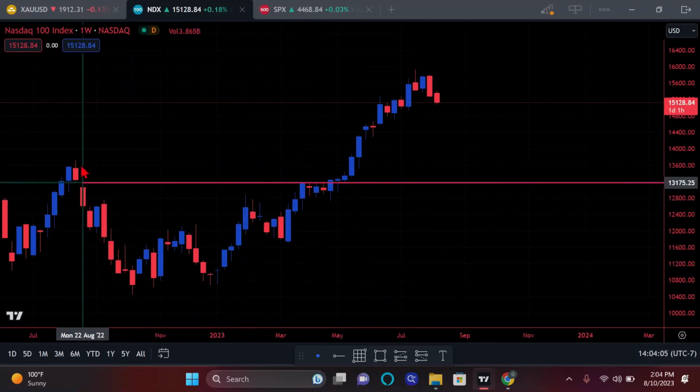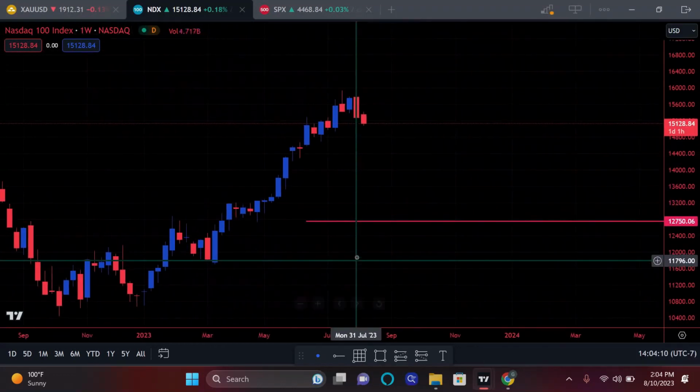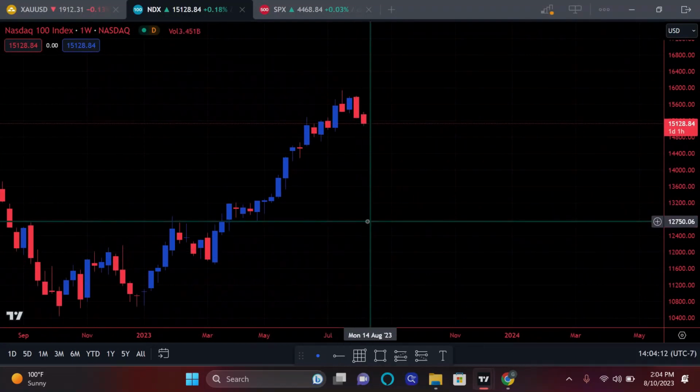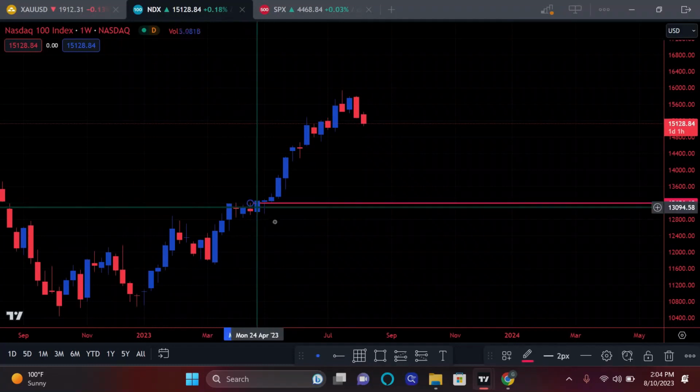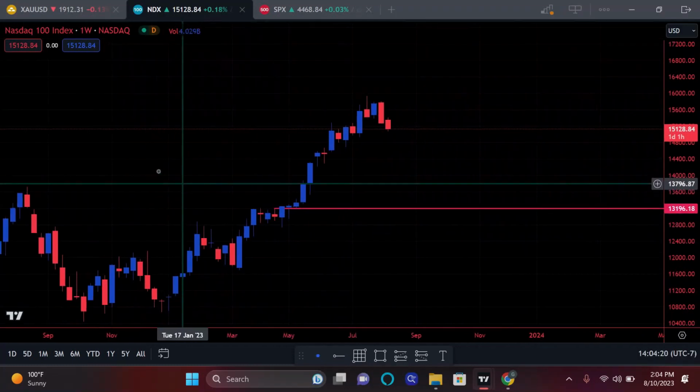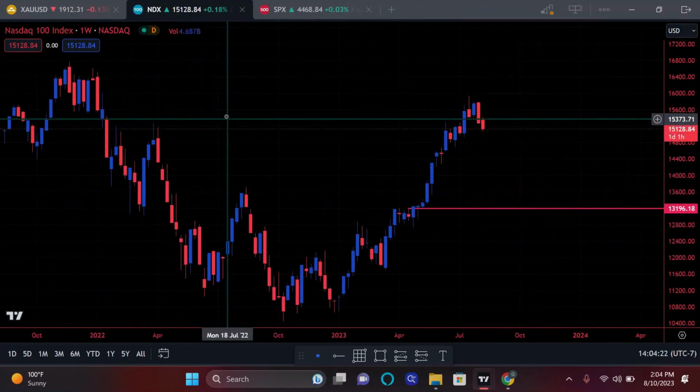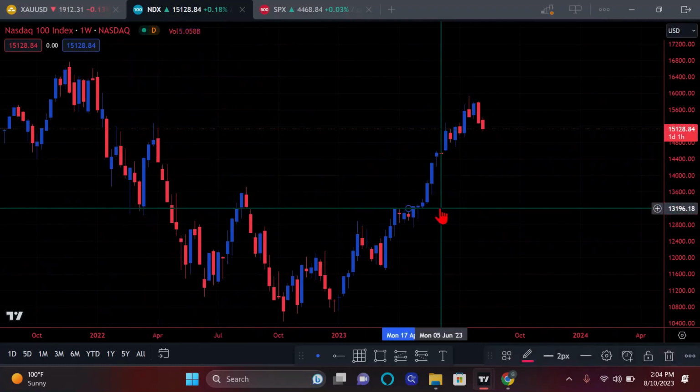We see an up candle, then a down candle. Take the highest of the two. The candle closed above it, which is a break of structure. Target this liquidity and this gap. We see an up candle, then a down candle. Take the highest of the two, break of structure to the upside, targets liquidity here.